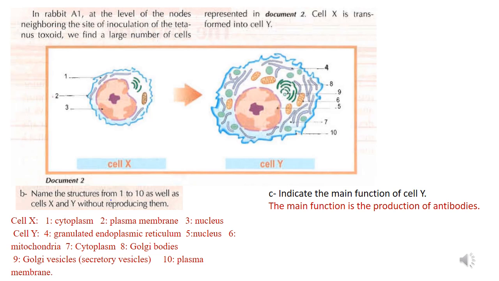So you know that antibodies are proteins, and the synthesis of proteins requires the presence of a huge number of organelles involved in the synthesis, like the mitochondria that provide energy, Golgi bodies that store also this protein, the endoplasmic reticulum that carries the ribosomes that are the main site of protein synthesis.